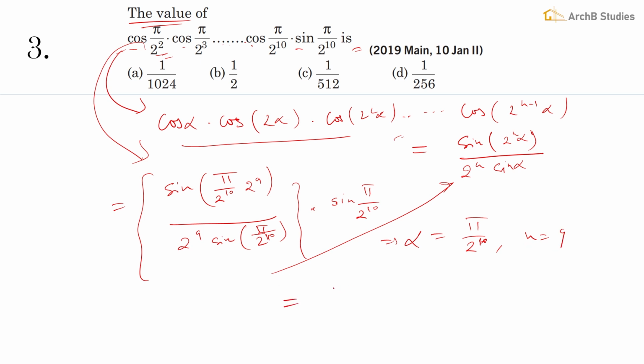So this will become 1 upon 2 to the power 9 into sine of pi by 2, which is equal to 1 upon 2 to the power 9, that is equal to 1 upon 512. So this is the right answer.